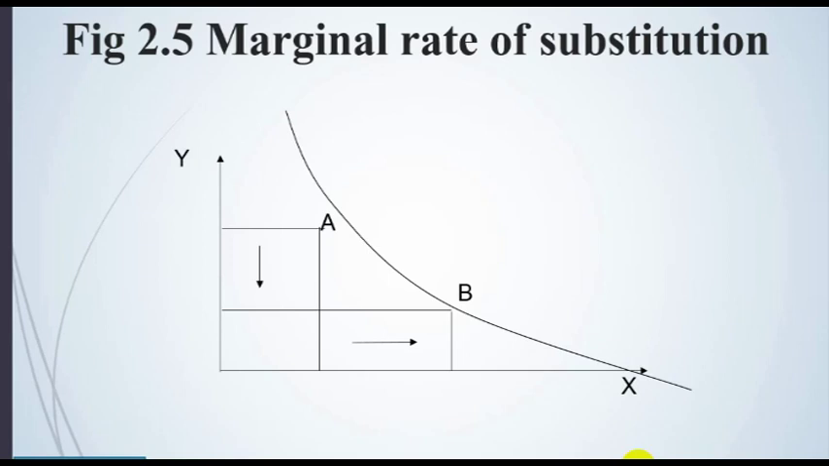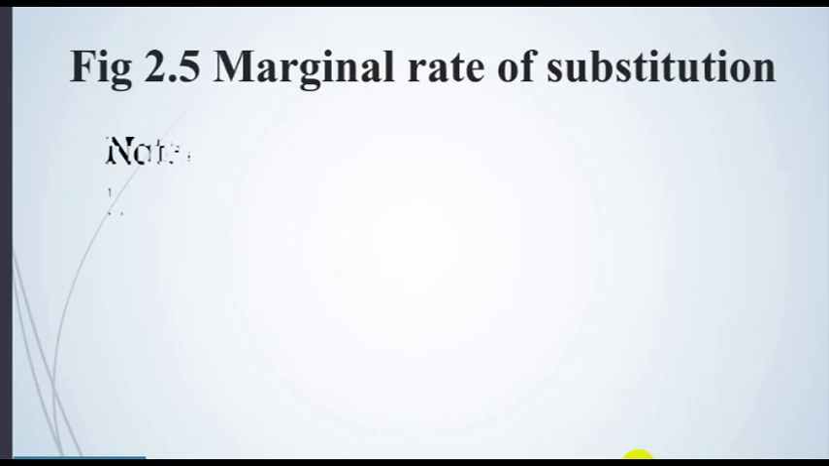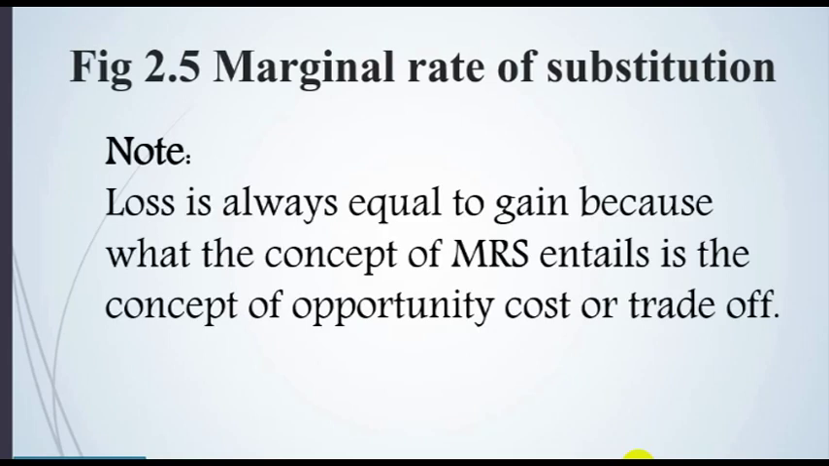MUy dy is equal to minus MUx dx. Minus dy/dx is equal to MUx over MUy, which is equal to MRSxy. Loss is always equal to gain, because what the concept of MRS entails is the concept of opportunity cost or trade-off.